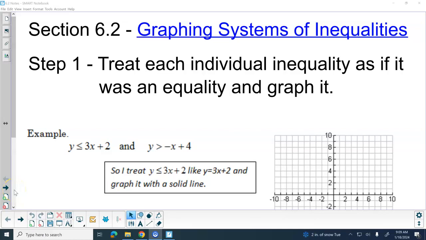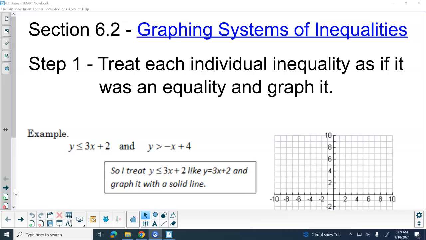All right, so yesterday we graphed systems of equations, and we said that if we graph the two lines and they intersect, that intersection point was our solution. If we graph the two lines and they never intersect, then no solution is our answer. And if we graph the two lines and they end up being the same line, infinite solutions was our answer. Okay, so that's it.